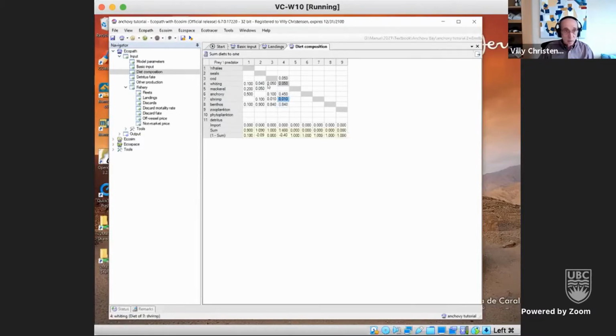The diets serve several purposes, including that they tell you who does not eat what. If a predator doesn't eat a group here in Ecopath, they're never going to start eating it in Ecosim. So zooplankton is not going to start eating whales or so on. But it tells you something about the spatial overlap as well between groups. Almost there.